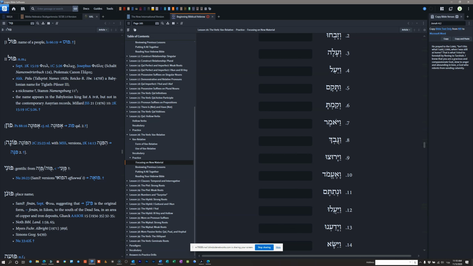Number 9, roots. We've got the prefixed form, rootsu. This would be "they ran," because again, vav relative on a prefixed form will be past tense.